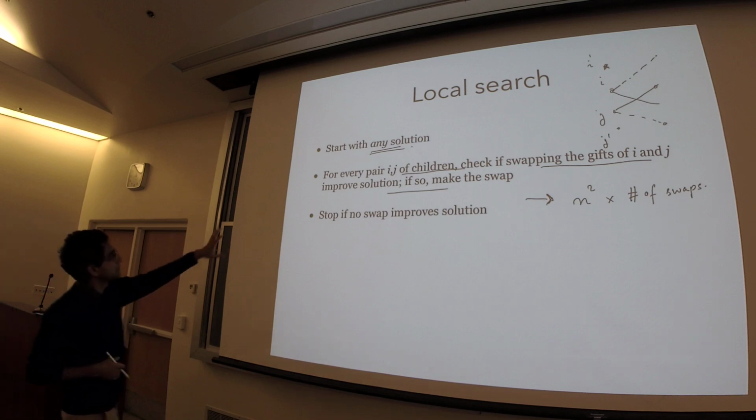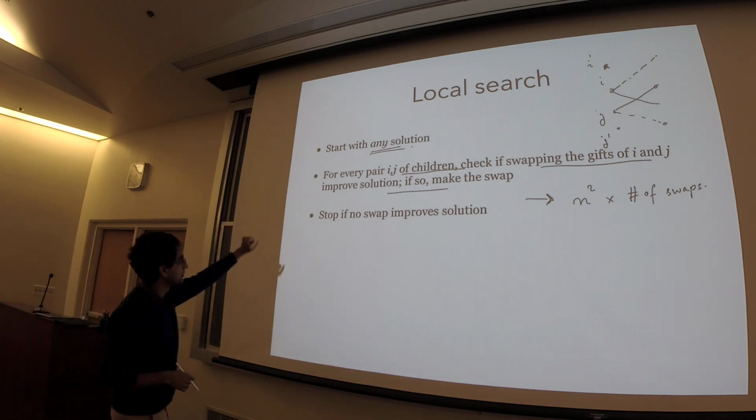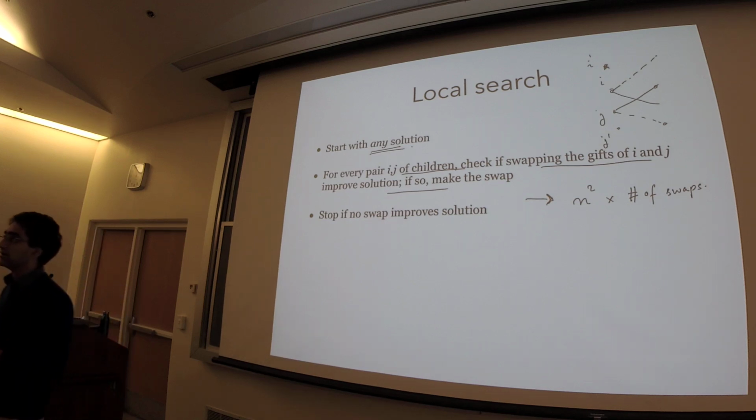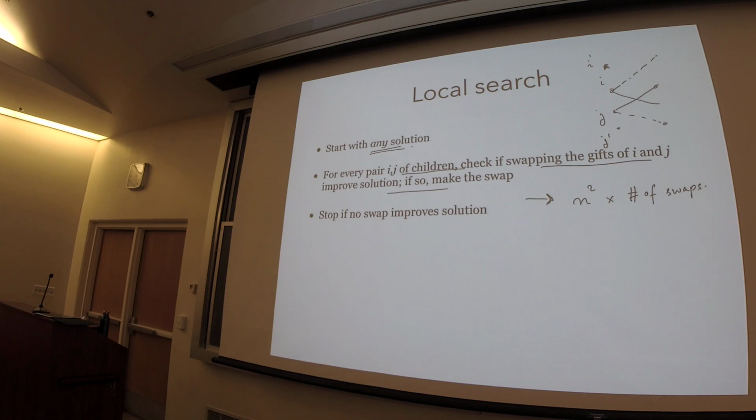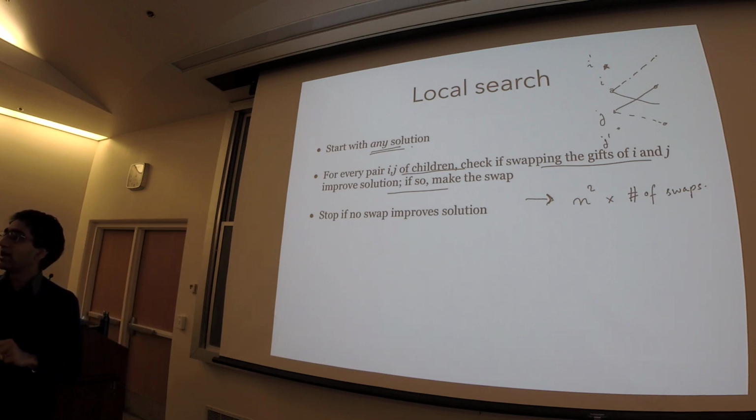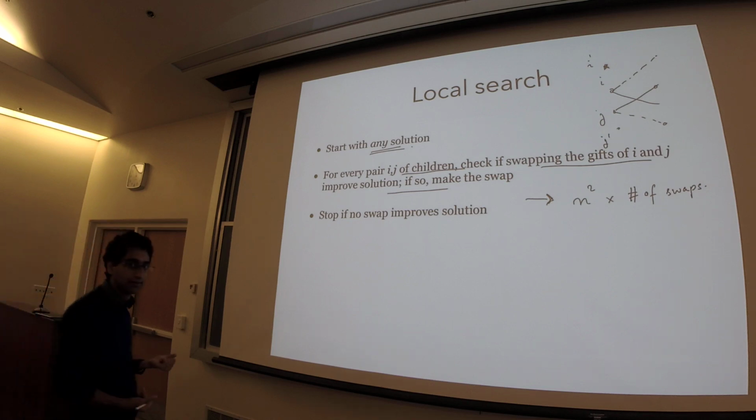So let's assume that you are able to do this, and you stop if you are no longer able to improve the solution. Now, how do you argue whether this is any good? That's what we're going to see. We're going to see that any solution which is locally optimum is not too bad compared to the globally optimum. That will be the goal for today.